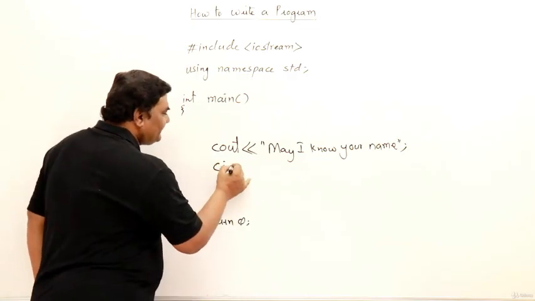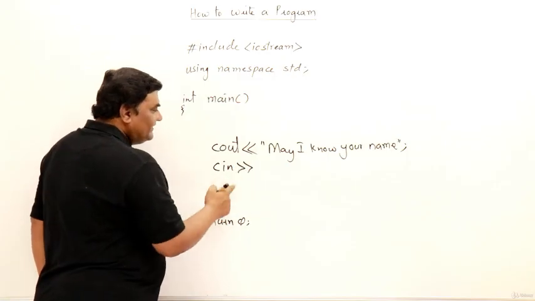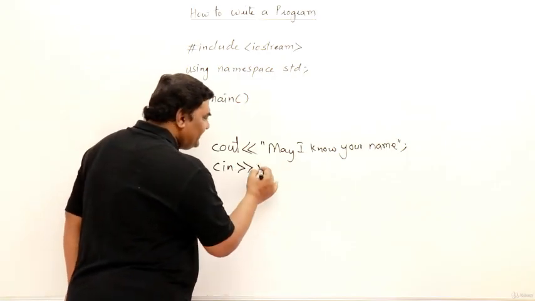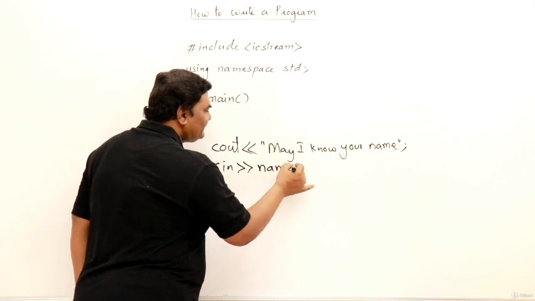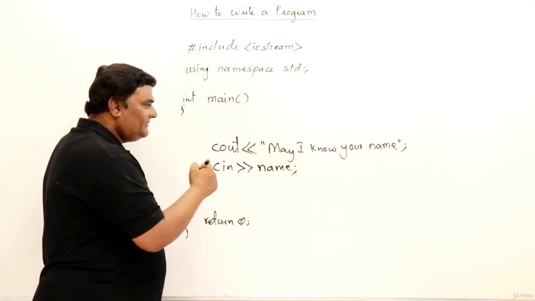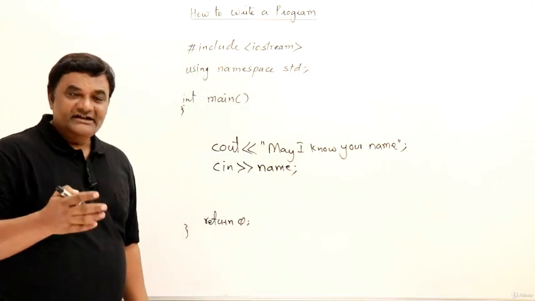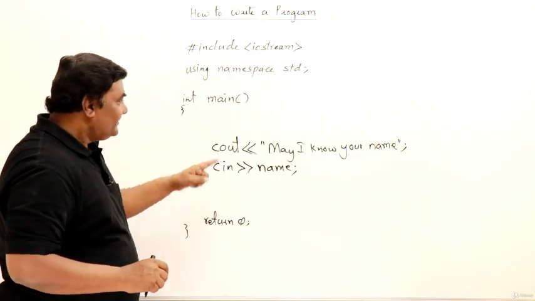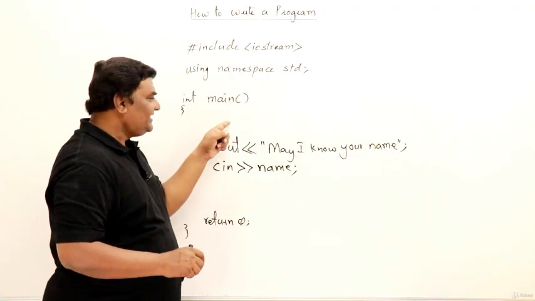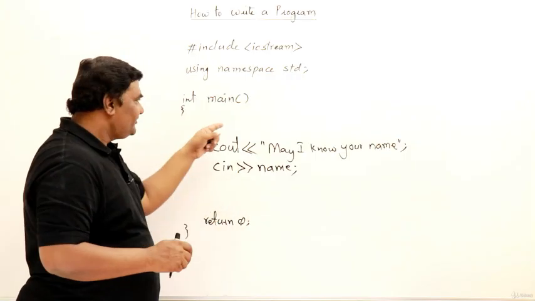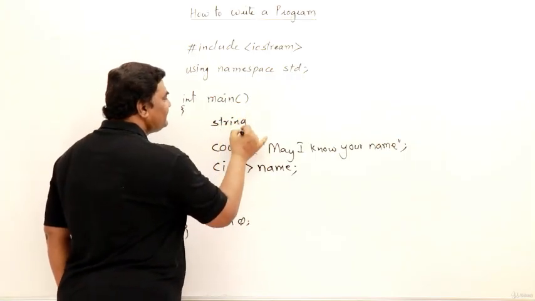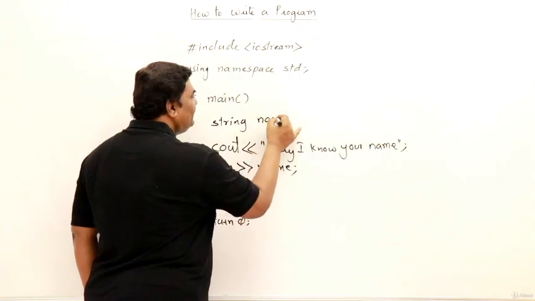I should read it by using cin, right? This is the extraction operator. And here I should read your name. So what is this? This is a variable. Name is a variable. Which type? It should read a word, that is name, so it should be string type. In C++, you should declare the variables before using them, right? So I should declare it as a string, and the variable name is name.